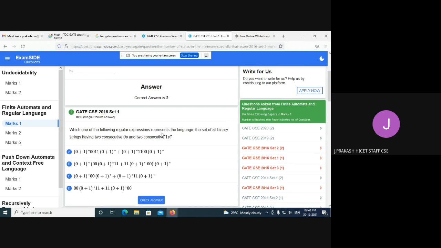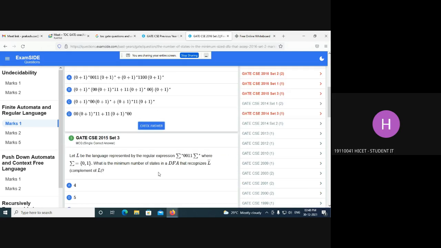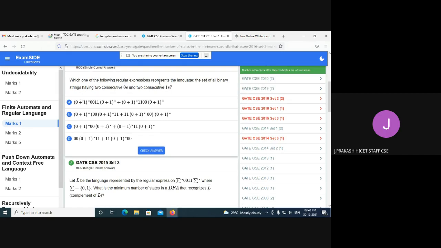Which of the following regular expressions represents the language, the set of all... Are you clear with this? Yes, sir. Clear, sir. Okay, so if you are getting any type of question like this, try to go from the answer. Don't start with the question. It will be difficult. Which of the following regular expressions represents the language: the set of all binary strings that have two consecutive zeros and two consecutive ones. What is consecutive?